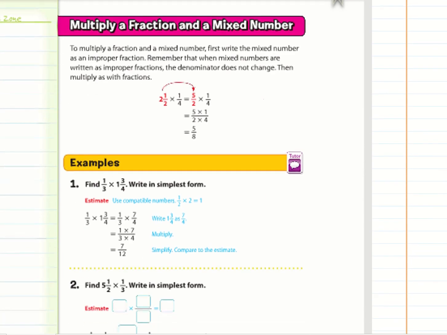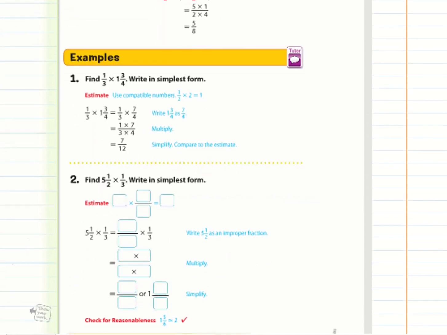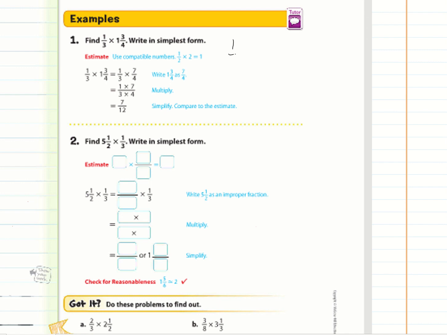It says multiply a fraction and a mixed number. To multiply a fraction and a mixed number, first write the mixed number as an improper fraction. Remember that when mixed numbers are written as improper fractions, the denominator does not change, and then multiply as with fractions. So we have 1/3 times 1 3/4.